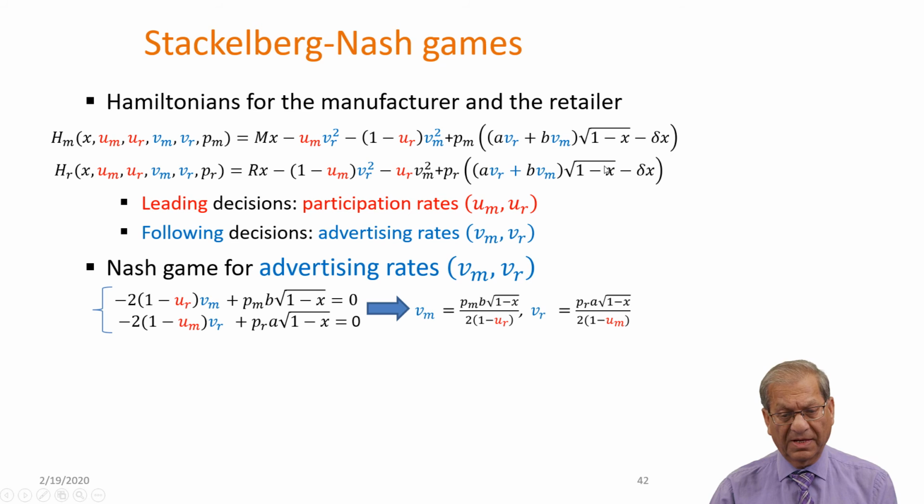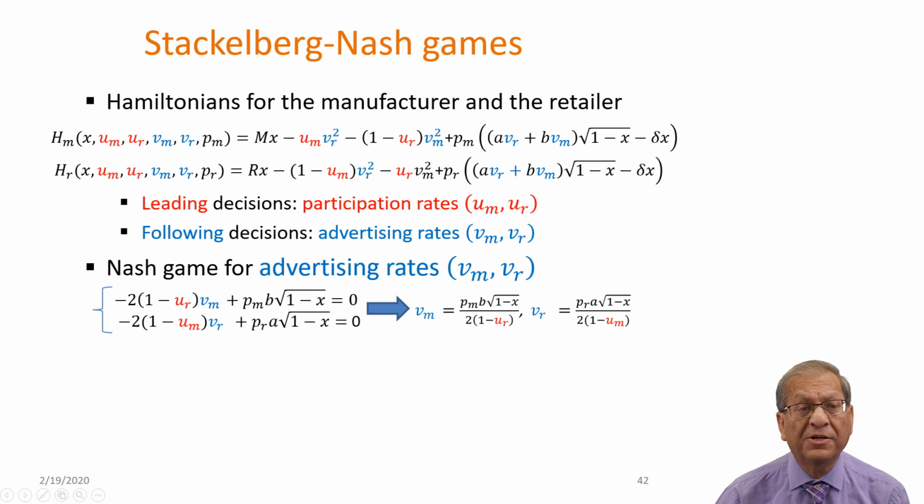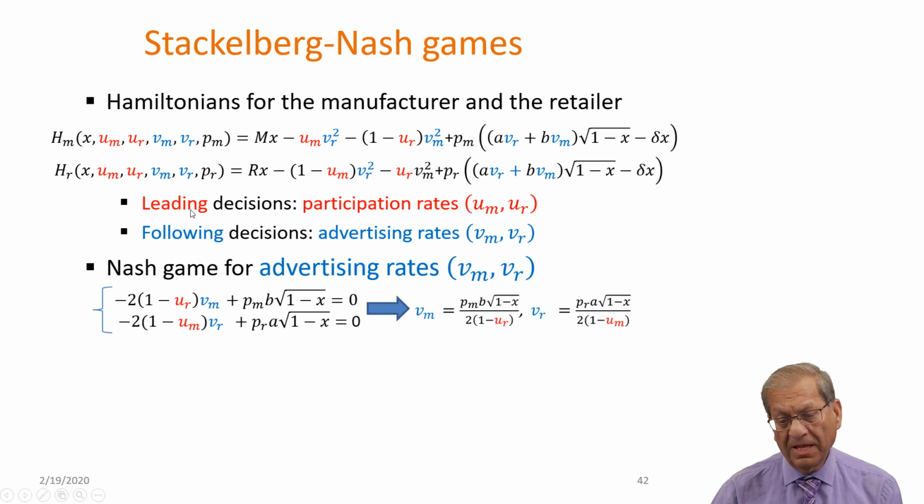Here, the leading decisions are shown in red, participation rates, and the following decisions are shown in blue as the advertising rates. Given the red decisions, which are the leading decisions, we can maximize the Hamiltonian, and the first order condition is that we take the derivative with respect to V sub m and V sub r, and we set it equal to 0, and we get V sub m and V sub r as a function of UR and UM, which are the leading decisions. We incorporate these decisions into the Hamiltonian.